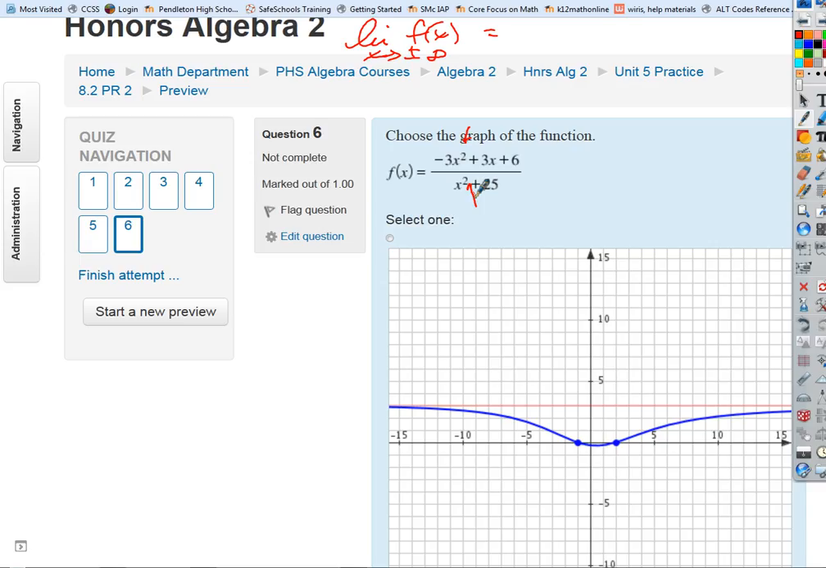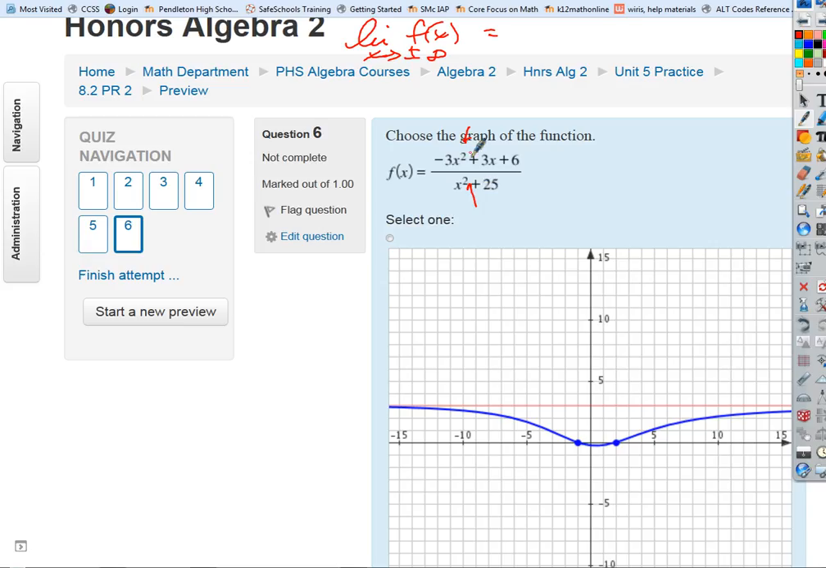Say it again. Remember what we do? Divide the numerator by... well, okay, we don't even have to do that. We can just use the rules. We've got three different cases.